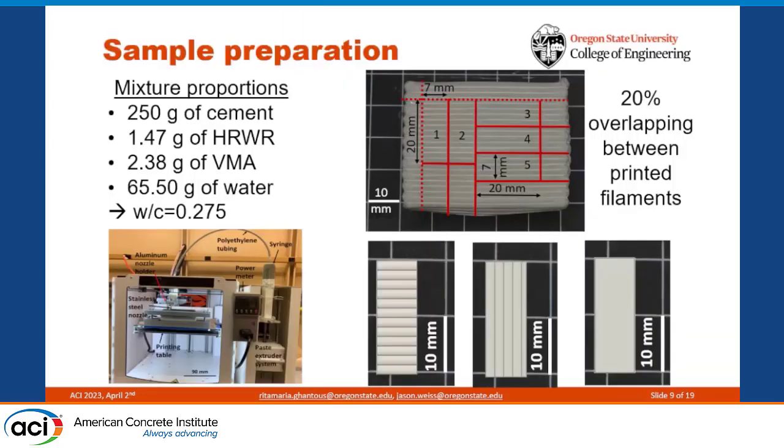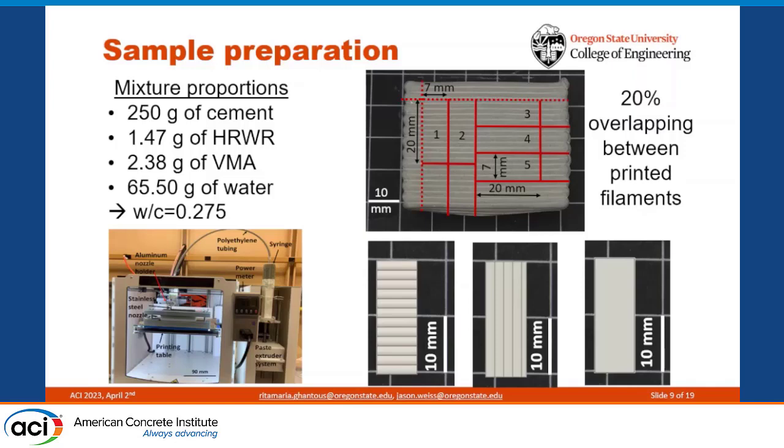So we prepared our sample using an Ultimaker, which is originally a printer for plastic, but we connected it to a stepper motor to extrude cement paste. The samples were prismatic, 50 by 40 by 12 millimeter height, with a water to cement ratio of 0.27. And then once the samples cured, we cut them into different geometries.